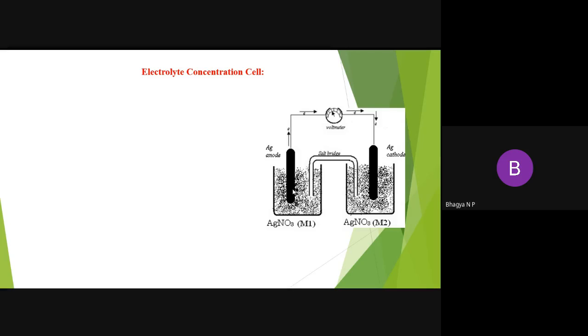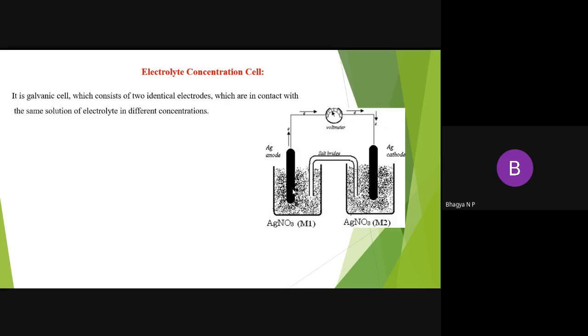Then what is the definition of concentration cell? A concentration cell is also a galvanic cell which consists of two identical electrodes, or two same electrodes, which are in contact with the same electrolyte solution in different concentrations. So that we call it as a concentration cell.